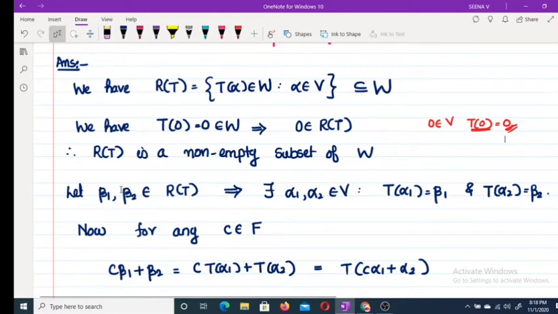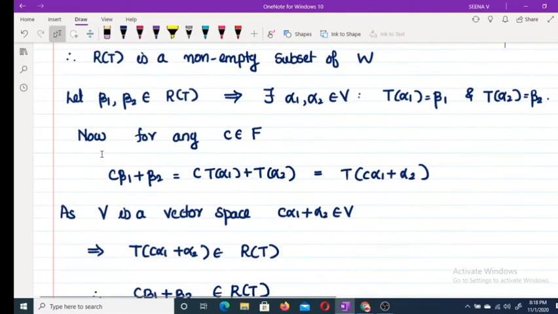Now we have to prove the same result. Okay, so you take two elements beta 1 and beta 2 belonging to R of T. Now by definition, beta 1 belongs to R of T means there exists an alpha 1 belonging to V such that T alpha 1 is equal to beta 1. Beta 2 belongs to R of T implies there exists an alpha 2 belonging to V such that T alpha 2 equals beta 2.